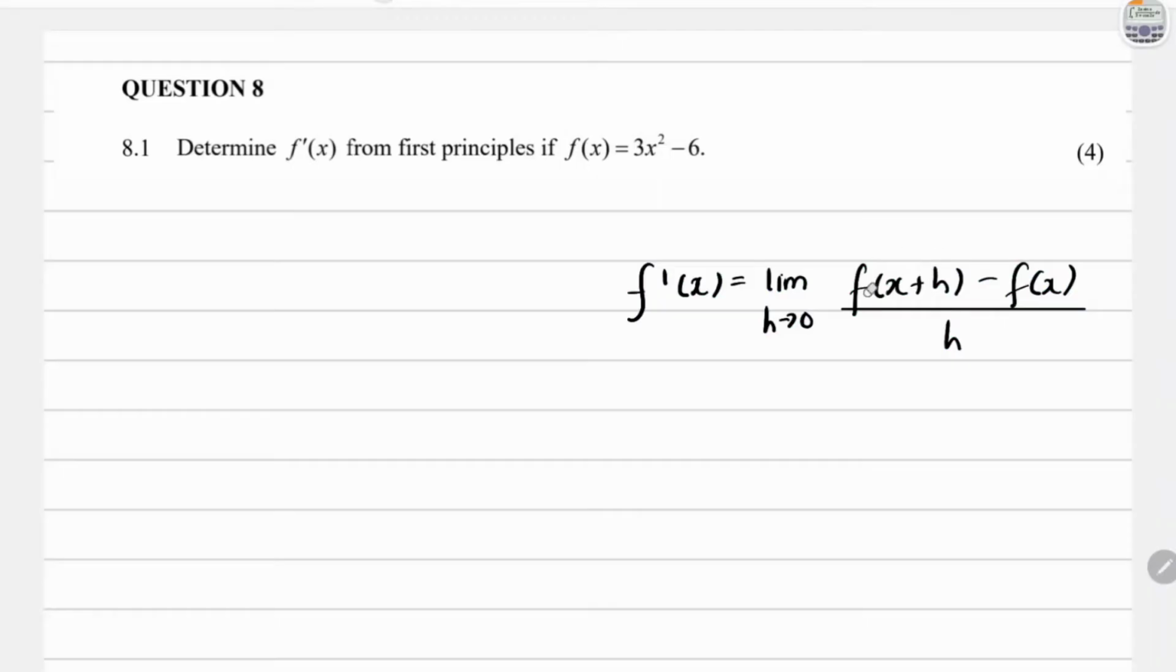So when you look at that formula, that f of x plus h, you see that all they did was add an h to wherever they see x. And that's what we're going to do here. So f of x plus h is actually equal to 3, and we see x squared over there. We're going to add an h to it, so it now becomes x plus h all squared, and then minus 6.